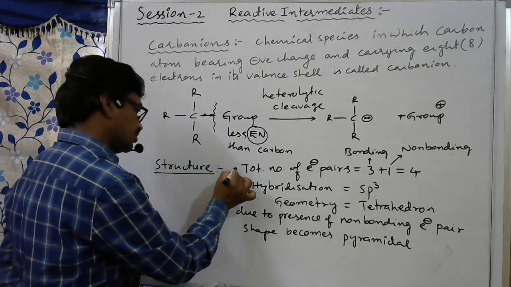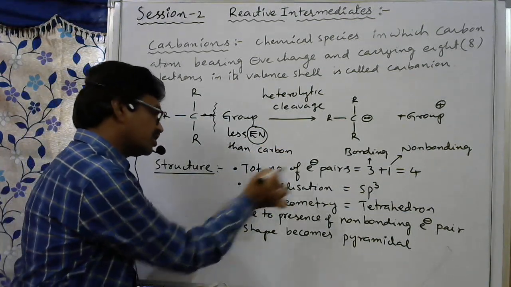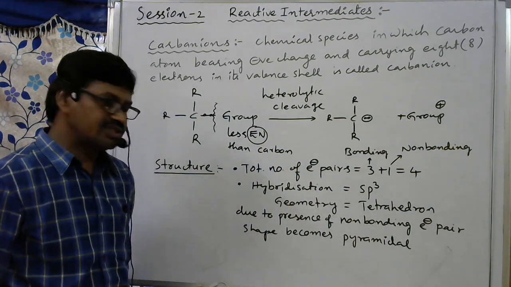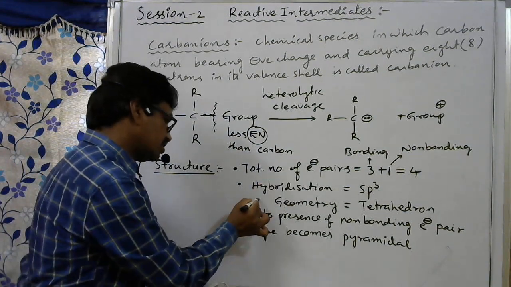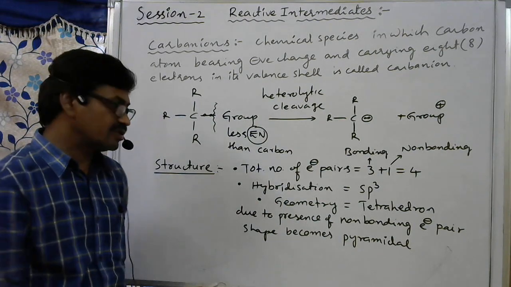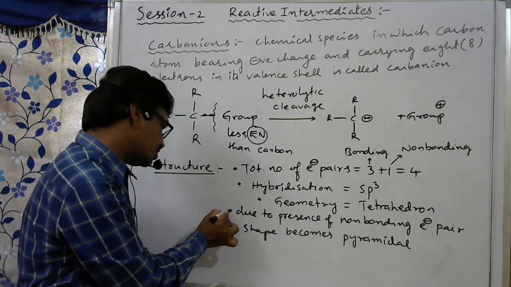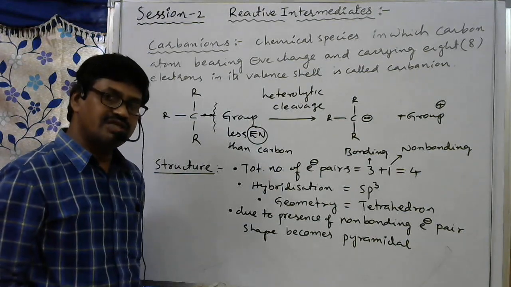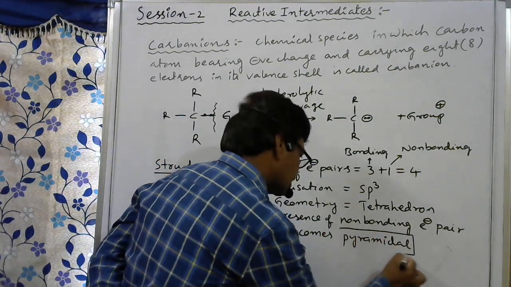See here, this was the first point: the total number of electron pairs is 4. Then based on that, I wrote the type of hybridization, sp3, and based on hybridization we have the geometry. But because of the presence of a lone pair of electrons, or non-bonding electron pair, the geometry deviates from tetrahedral to pyramidal. This is now the shape.